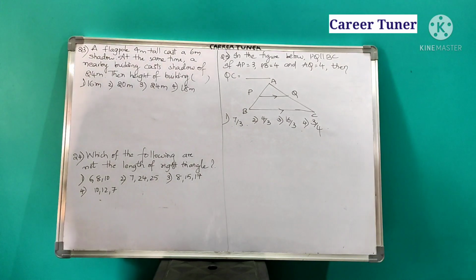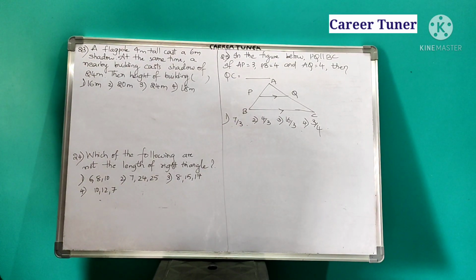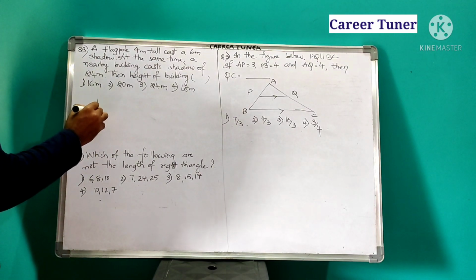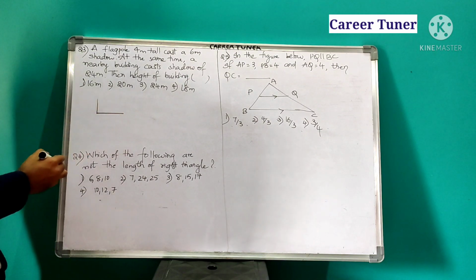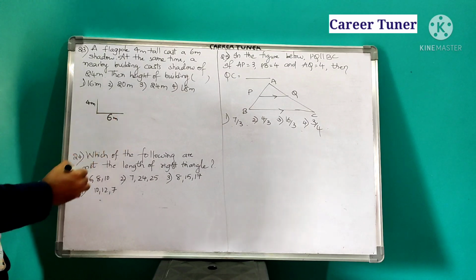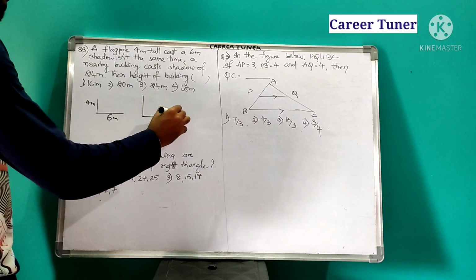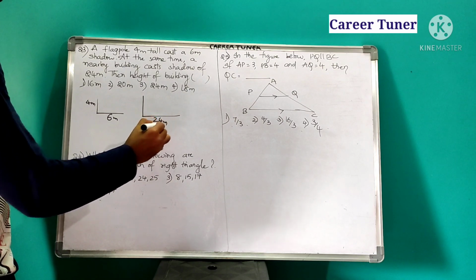Yeah, next question. A flagpole 4 meters tall casts a 6 meter shadow. At the same time a nearby building casts a shadow of 24 meters. Then the height of the building is? So let us take a flagpole and it is casting a shadow here. So, it is 4 meters, it is casting 6 meters. So, similarly there is a building. Building is casting a shadow of 24 meters.